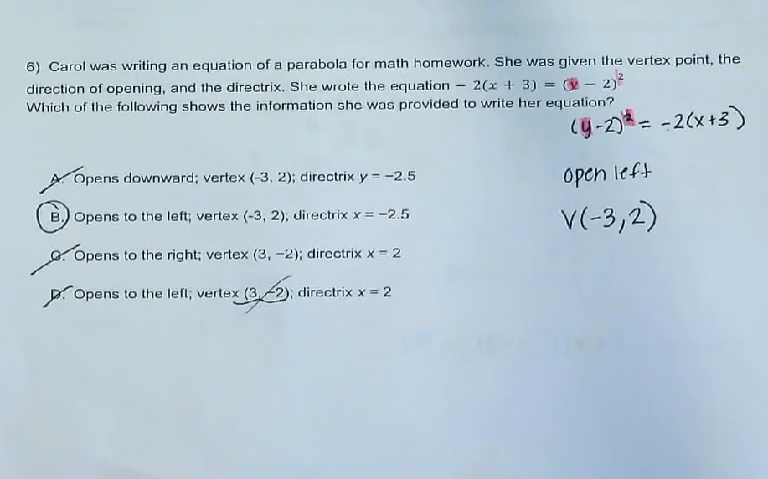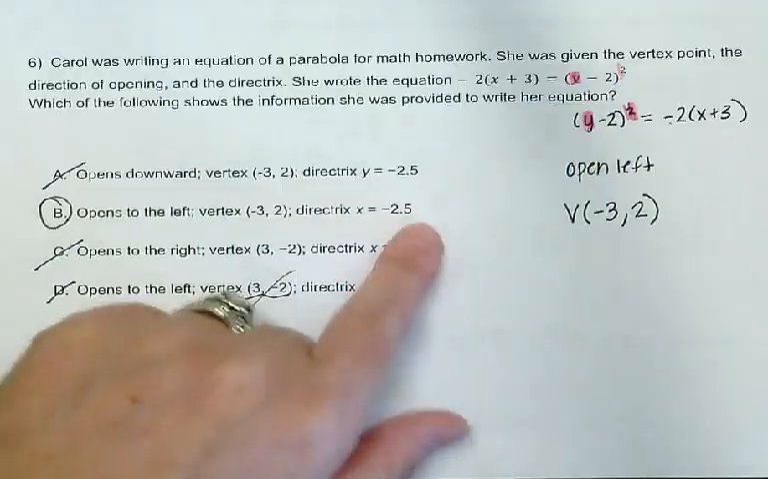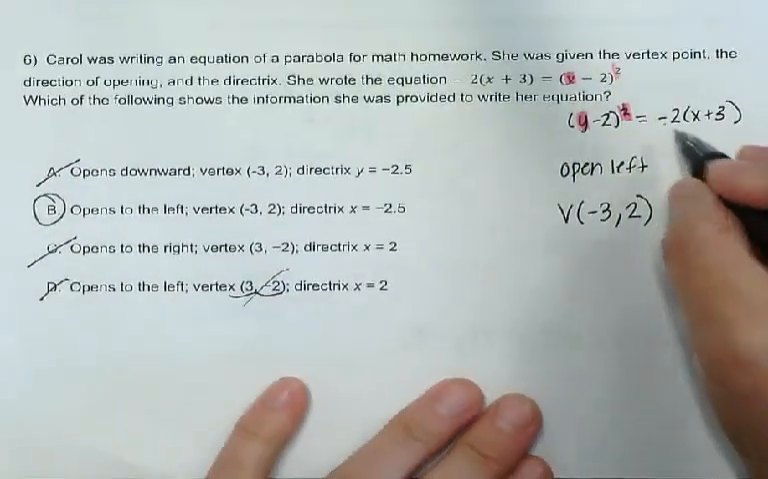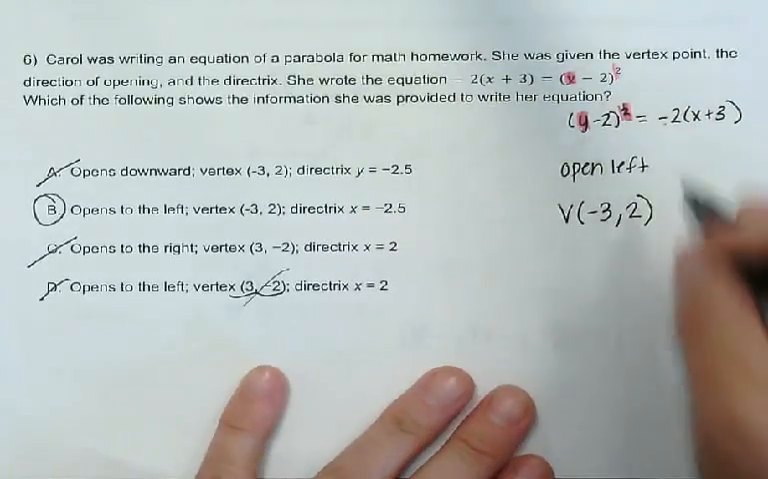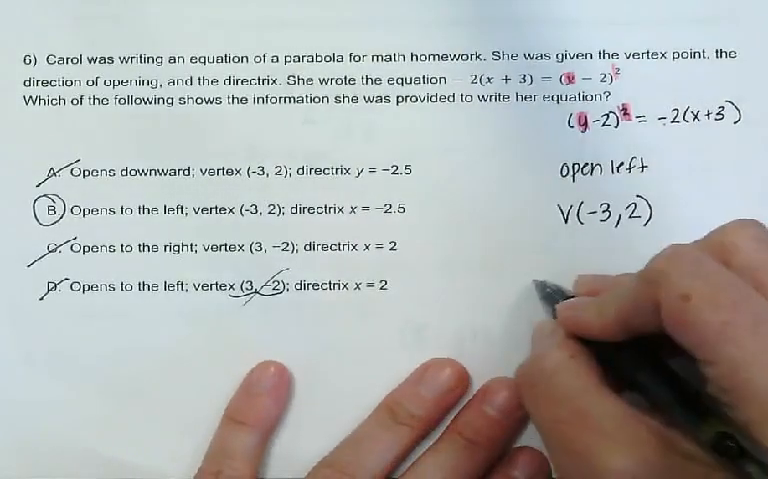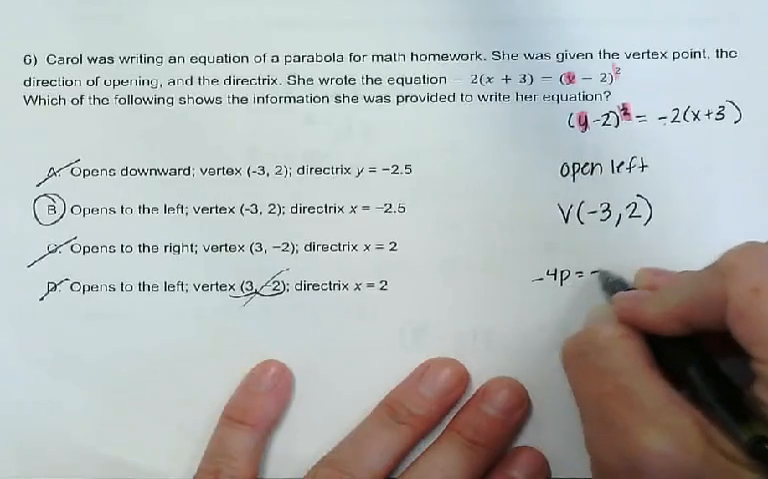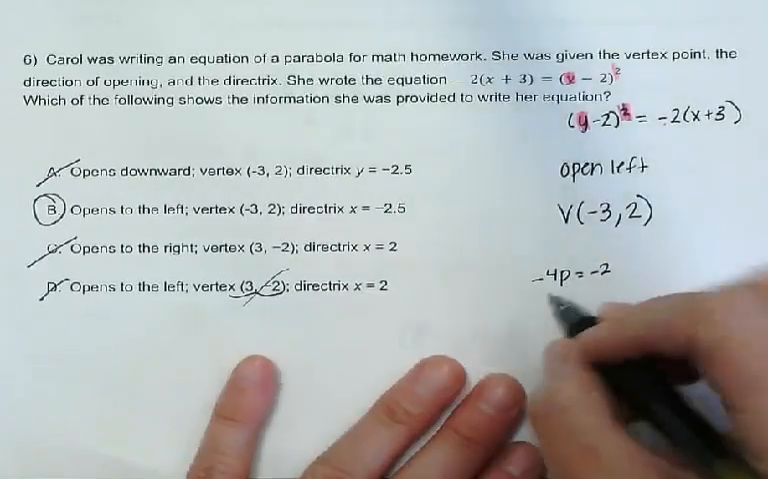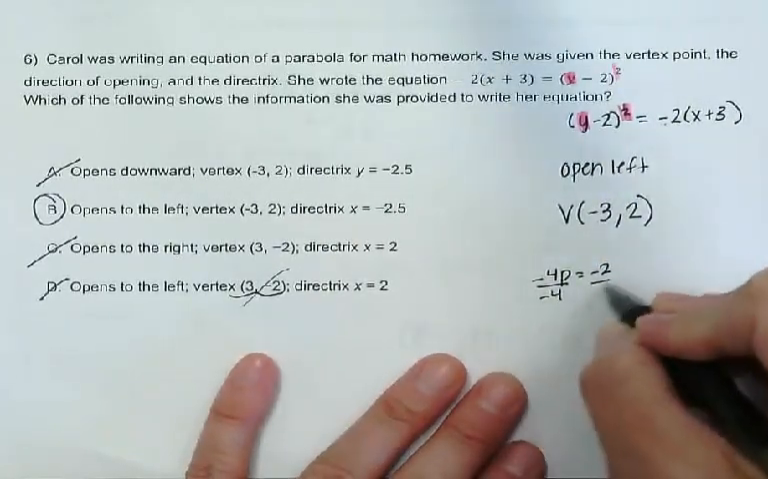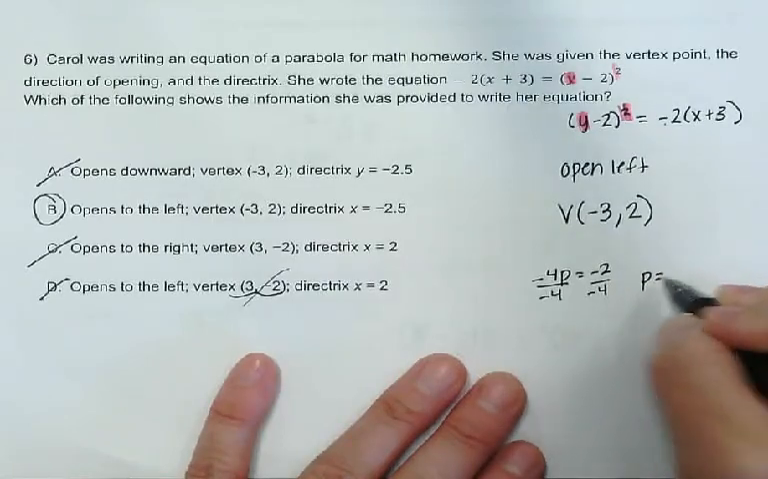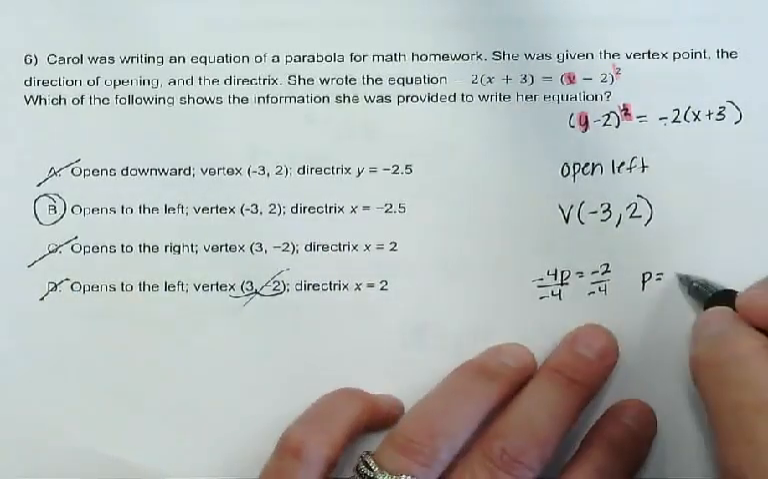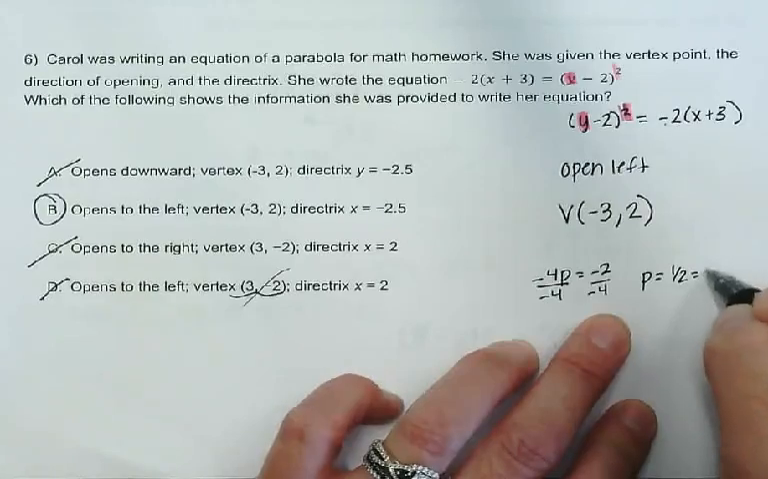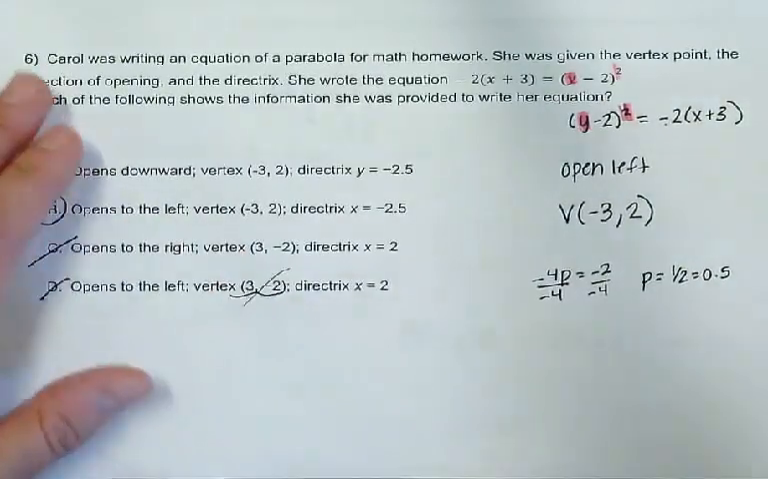Now, I know that we've already answered it, but if we wanted to double check your directrix, your negative 4p is negative 2. So negative 4p is negative 2. So to figure out what p is, divide by negative 4. So p is equal to 1/2, which is the same thing as 0.5.